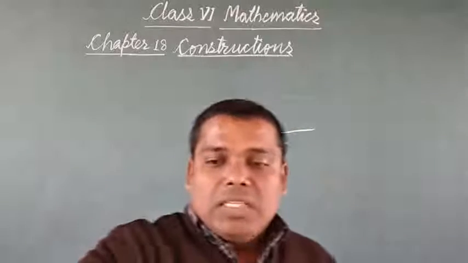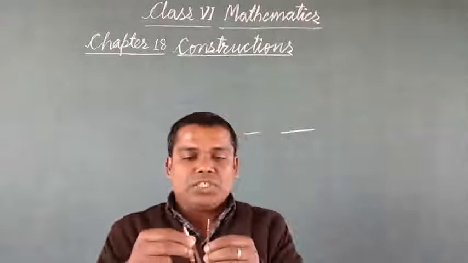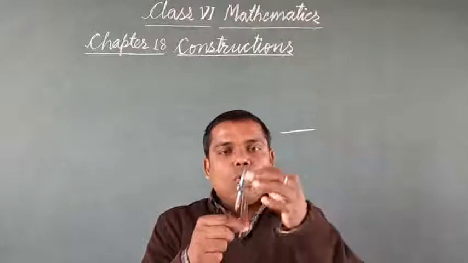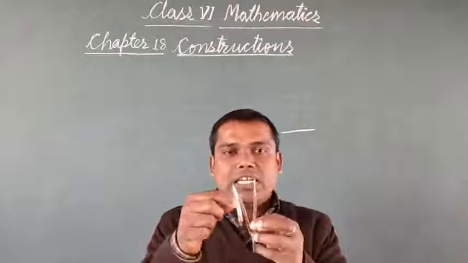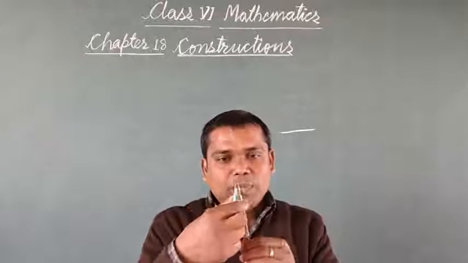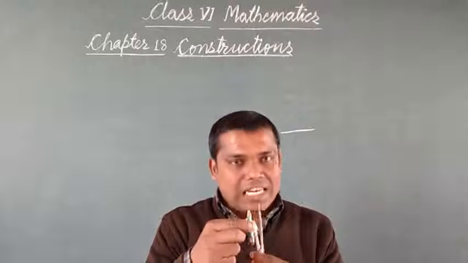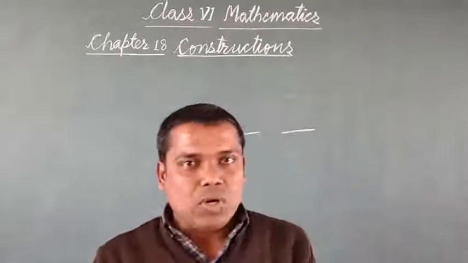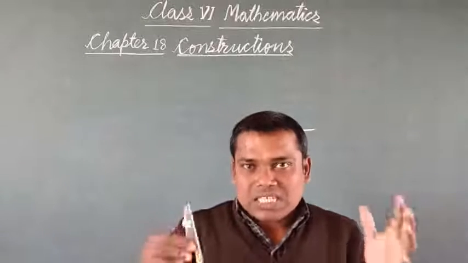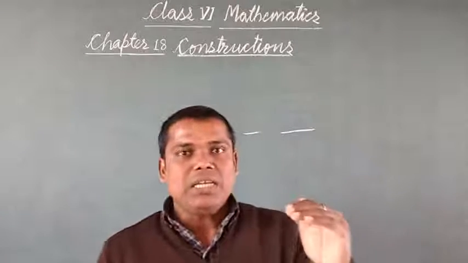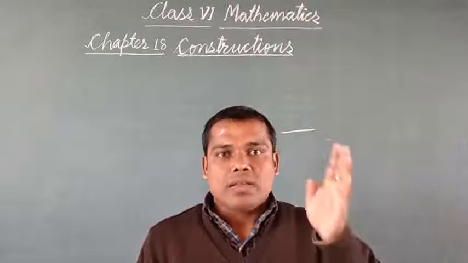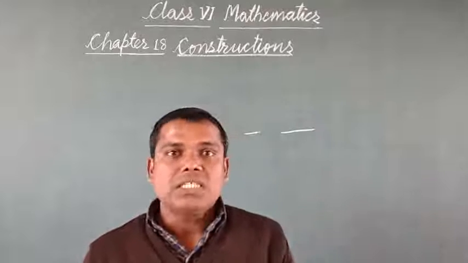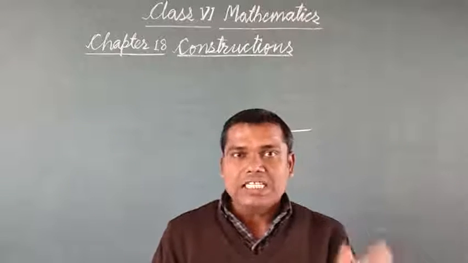Okay. The next one is the compass. It has two legs also. One leg is pointed, another leg is there to hold the pencil. With the help of this, we draw arcs, we draw angles, etc. So these are the instruments present in your geometry box, which you use to do the construction of line segments, intersecting lines, perpendicular lines, angles, etc.